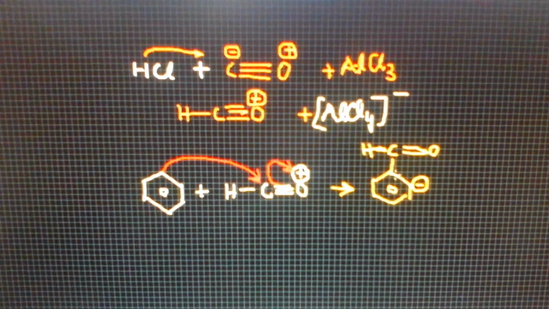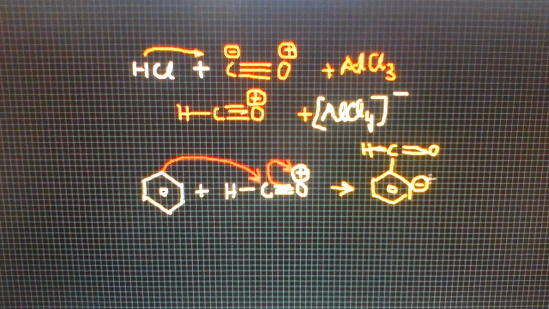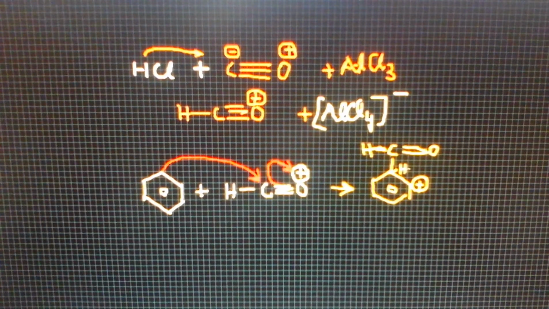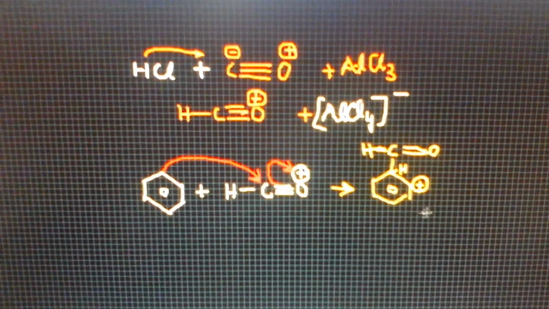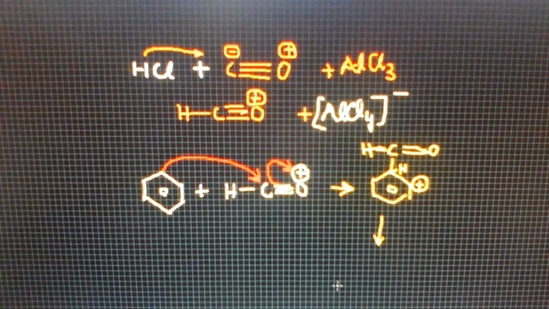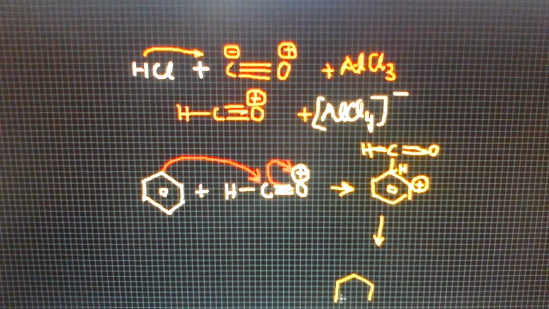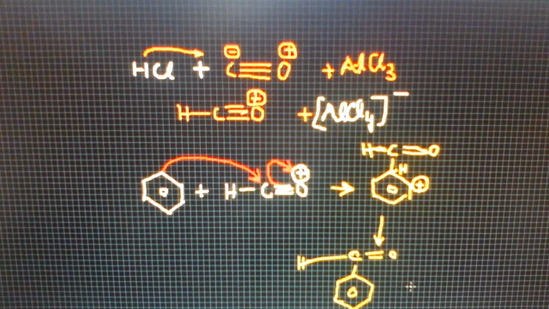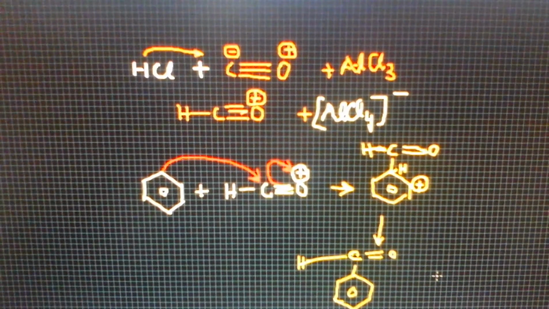Who will satisfy the minus charge? Now, a plus charge is there. So who will satisfy this plus charge? This plus charge would be satisfied with this hydrogen here. This hydrogen comes over here. This will form benzene and COH. So that's how formyl benzene is formed. This is the Gattermann Koch formylation.